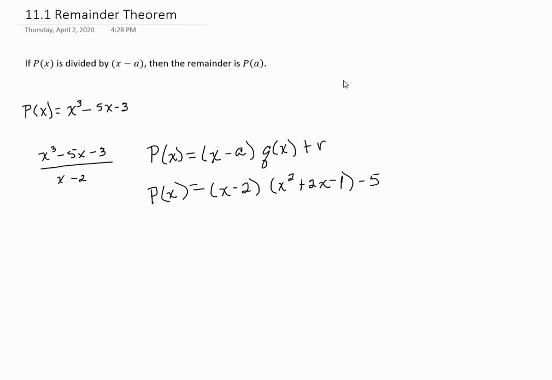Here's an example. If I have a polynomial, x cubed minus 5x minus 3, and I divide it by x minus 2, here's my general form for that polynomial. I know that this remainder right here of negative 5 is the same value as p of 2. And down here I have evaluated the function value at 2, and you can see that this remainder of negative 5 is the same as p of 2, negative 5.